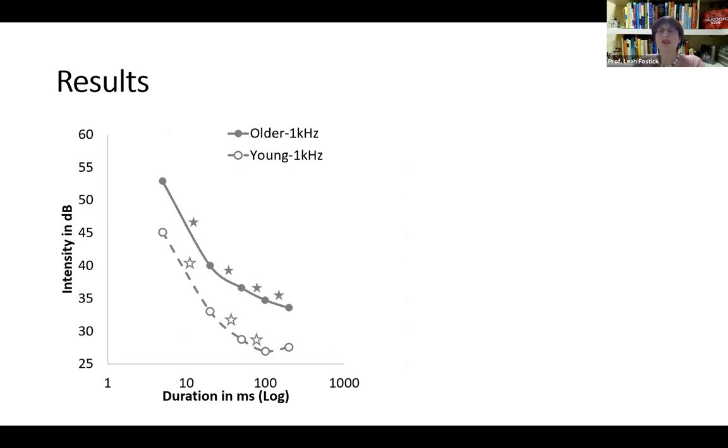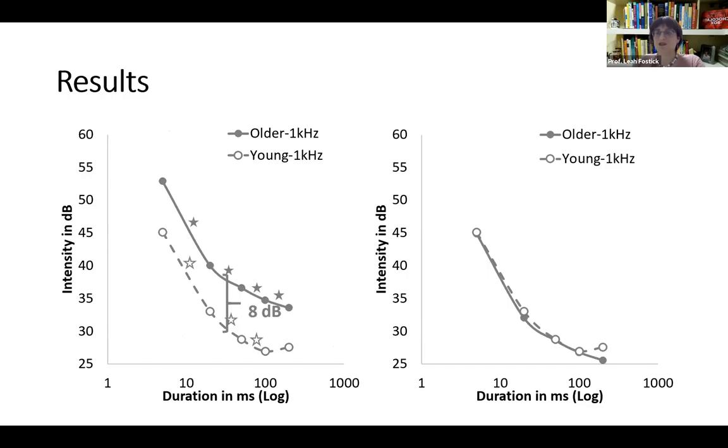Here are the results for only 1 kHz. For both age groups, there is a difference in detection threshold between all durations up to 100 milliseconds. The difference between the mean thresholds of the two groups is 8 dB. Now on the right side, you can see the older adults' thresholds compensated for this difference. The lines are combined almost fully, suggesting that the age difference is almost fully due to the difference in peripheral hearing ability.